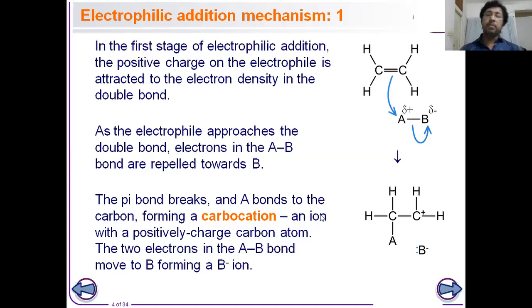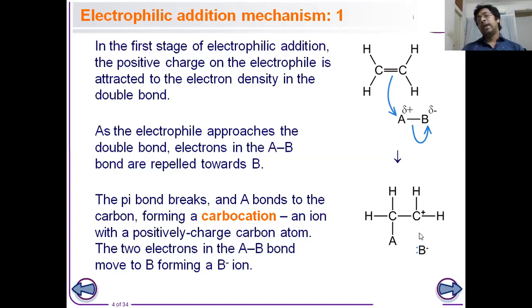The next step, and this species which is formed in the second step of this mechanism is called a carbocation, C+, is called carbocation. This carbocation has a deficiency of electrons. This carbon has a deficiency of electrons.